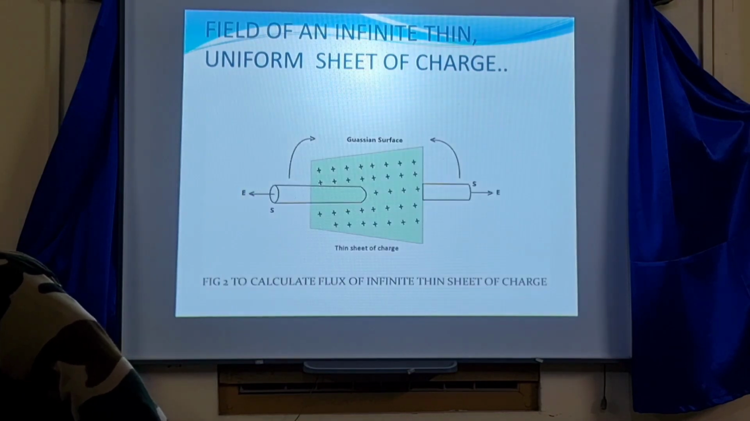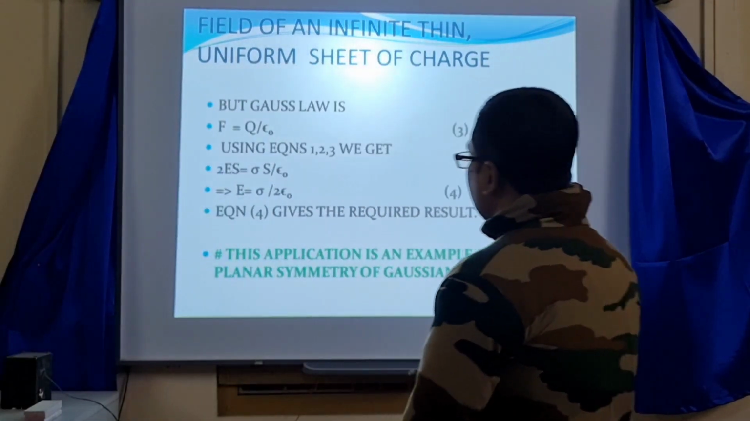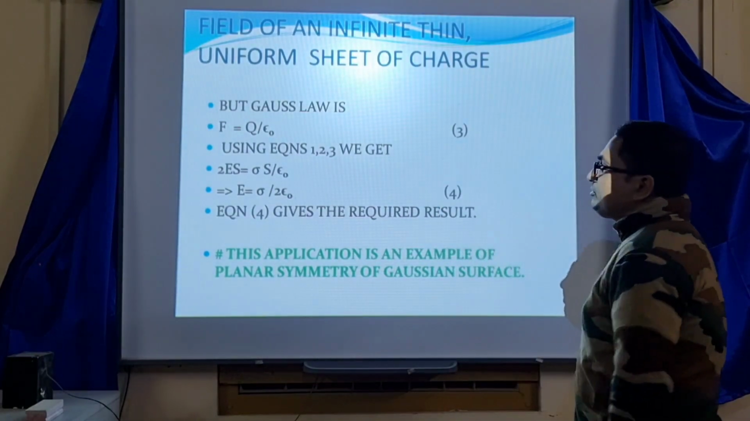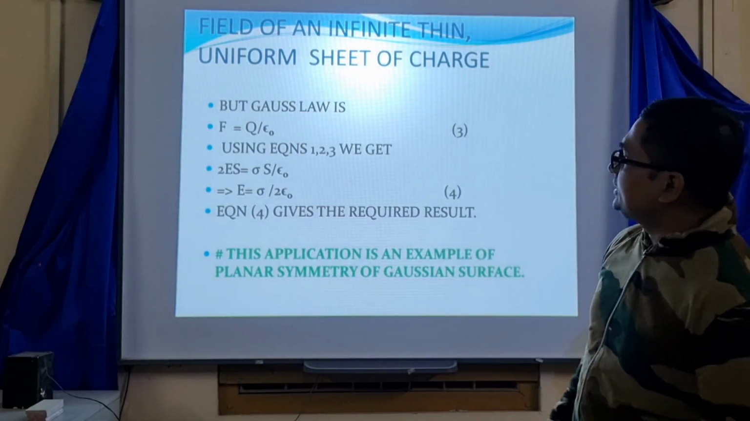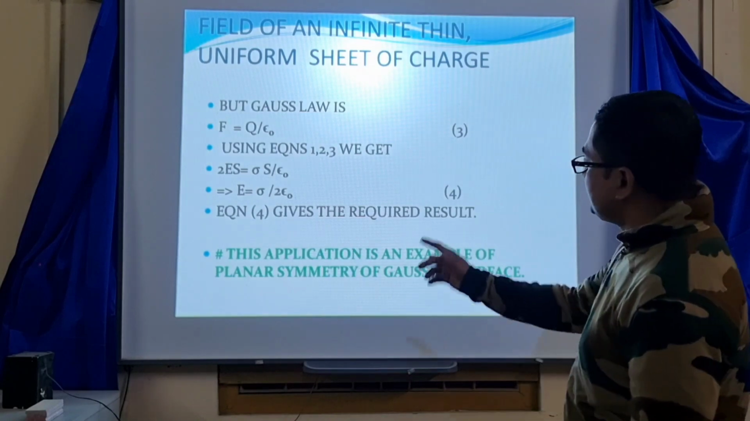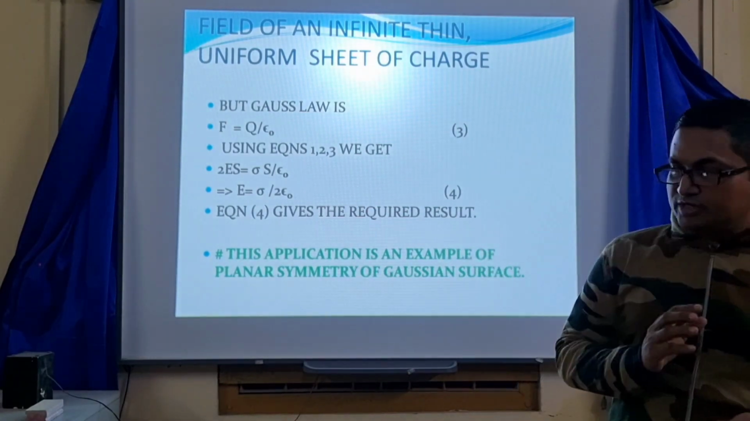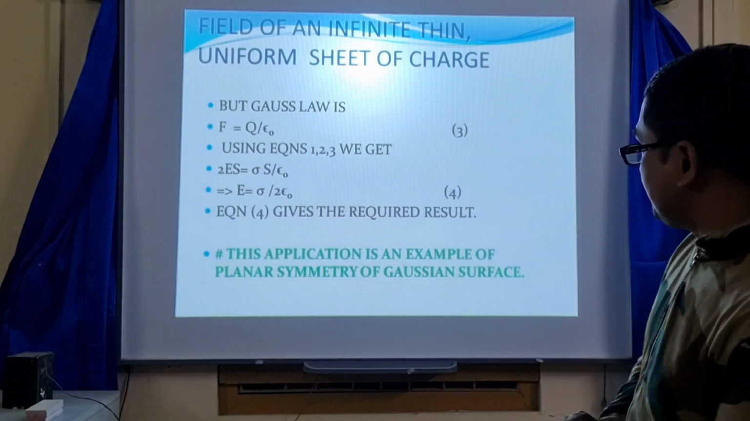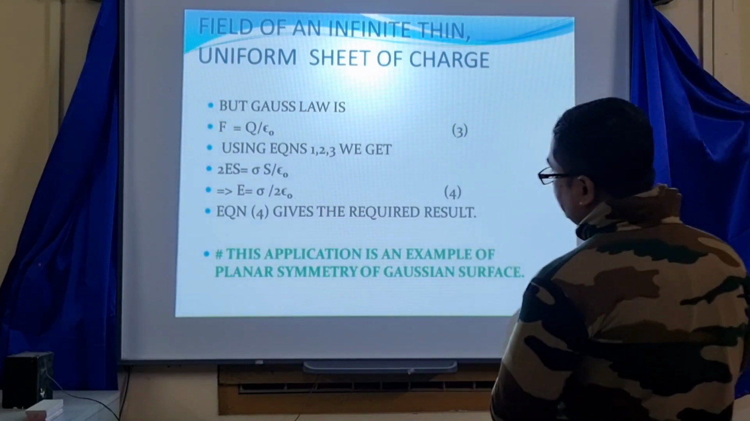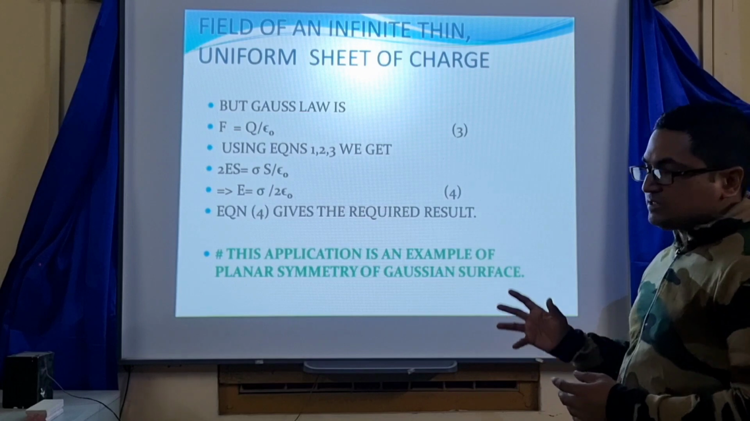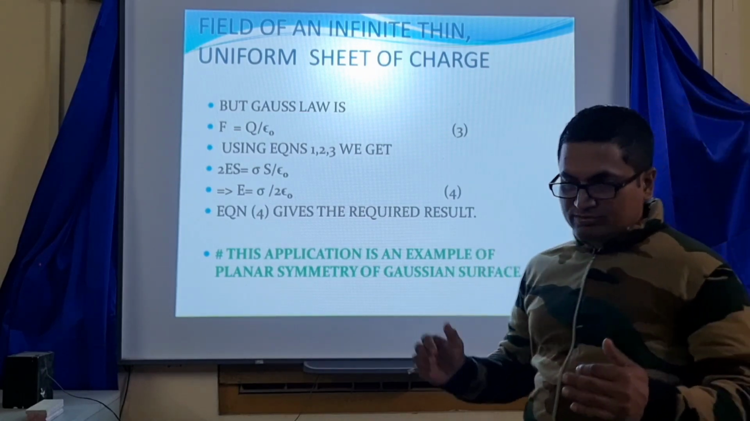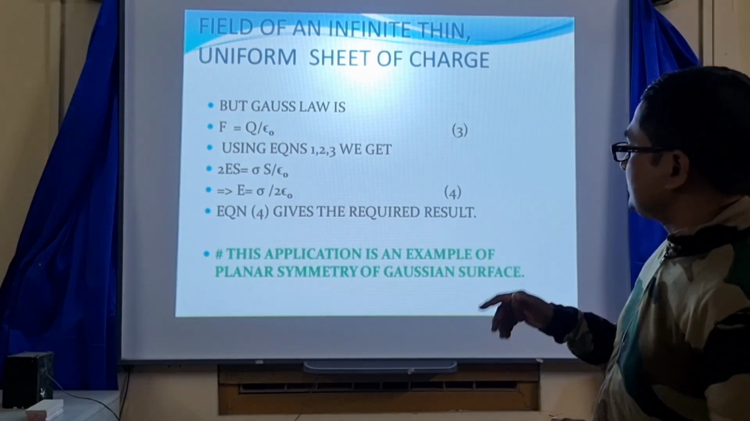So let's now apply Gauss Law as we have progressed, flux equal to capital Q by epsilon naught, and then using equations 1 to 3 we get twice ES equal to this, and simplifying all these things, E equal to sigma by twice epsilon naught. So equation 4 gives us the result for a uniform sheet of charge, an infinite thin and uniform sheet of charge, which represents an example of planar symmetry of Gaussian surfaces.